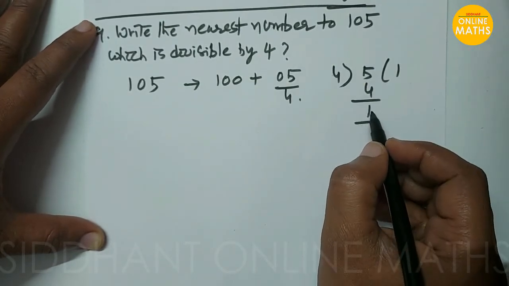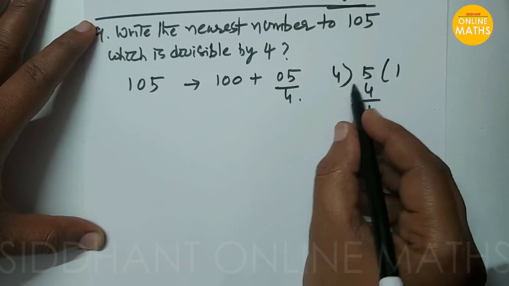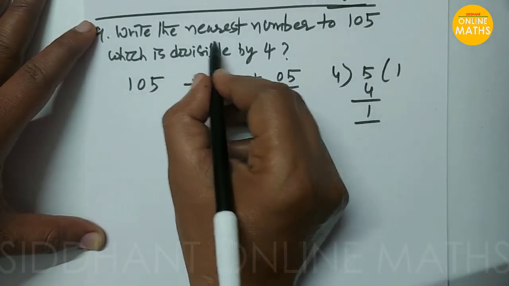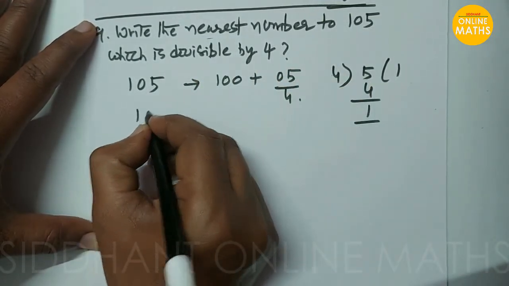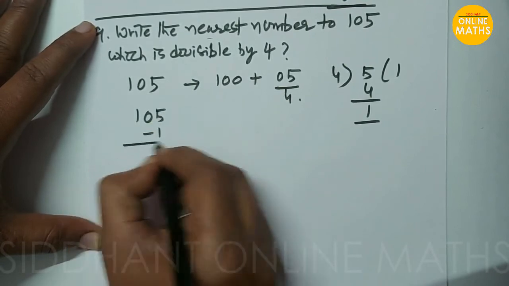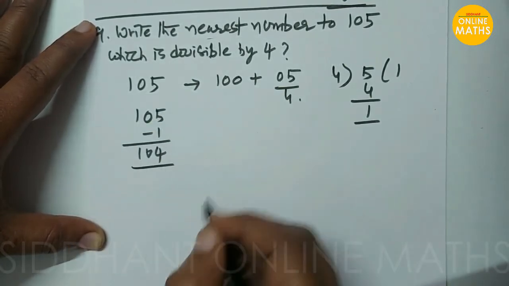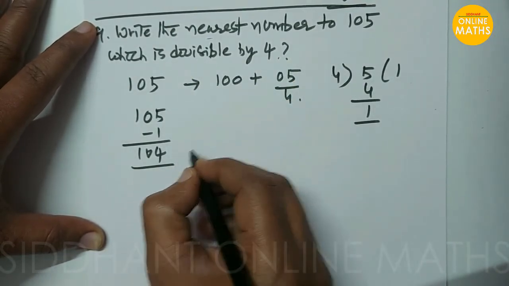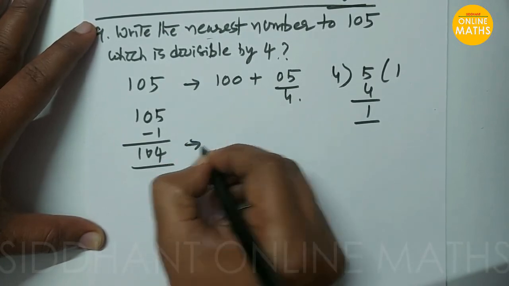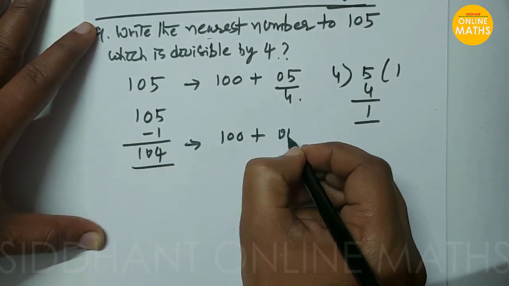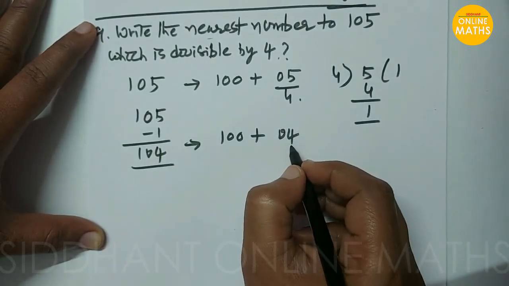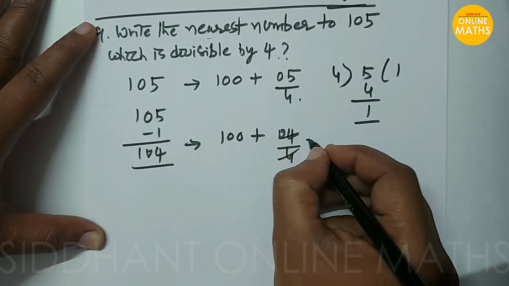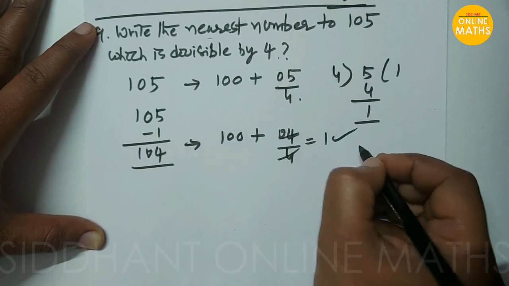That means if you deduct 1 from this number, then we can get a number which is divisible by 4. They asked for the nearest number. That means 105, when you deduct 1, you get 104. So this number is the nearest number which is divisible by 4. So let's check 104. 104 can be written as 100 plus 04. Now the last 2 digits, 04, is divisible by 4, which means this whole number is also divisible by 4.